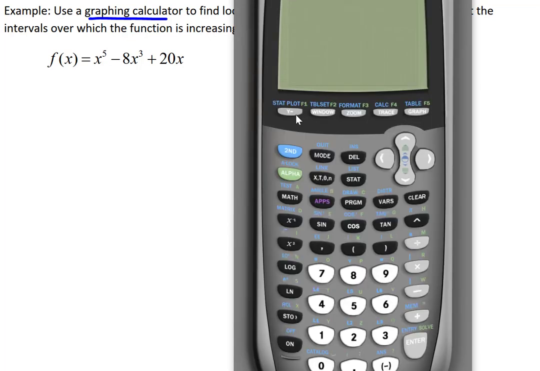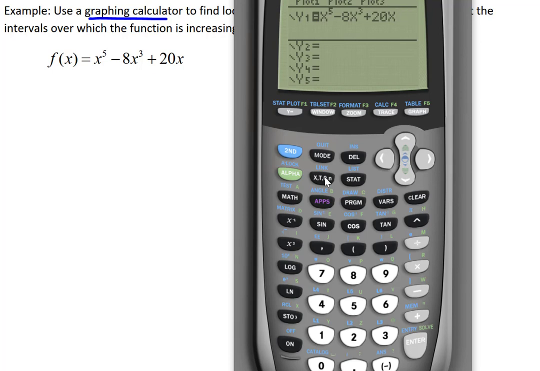In our graphing calculator, we'll go to the equation editor by hitting the y equals button in the top left corner. Clear out any equations we might already have there from previous use. And then in the first spot, we're going to type in this function as we see it. So we have x to the 5th minus 8x cubed plus 20x.